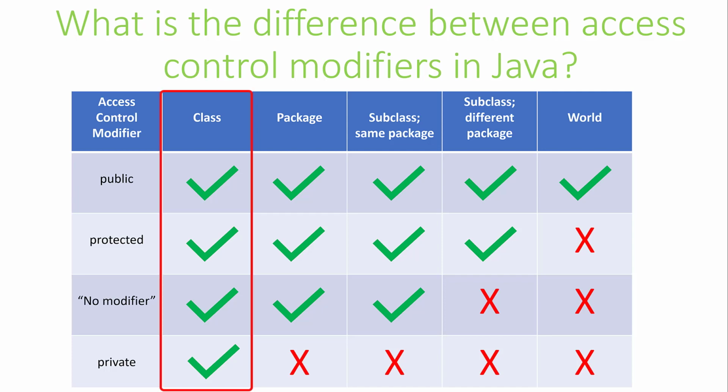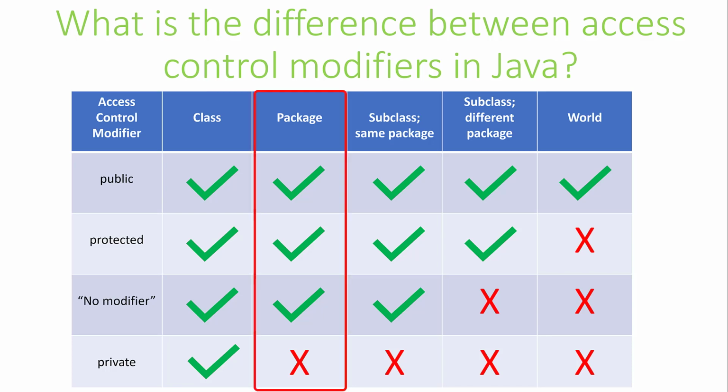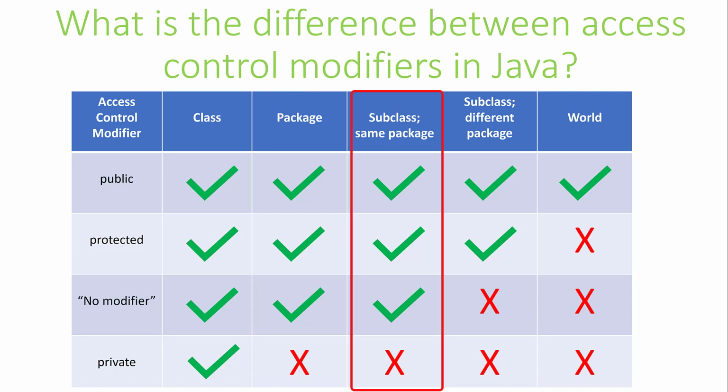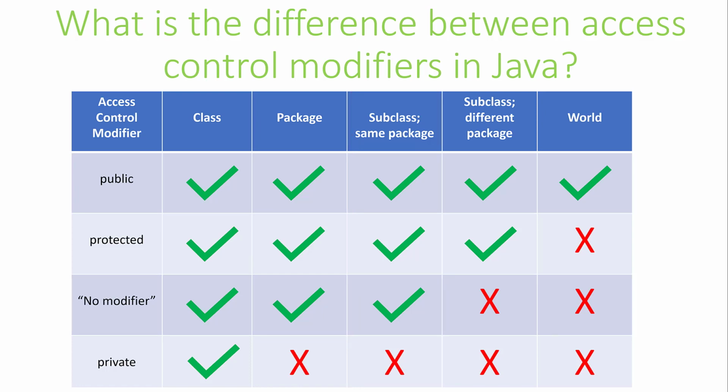Starting on the left, we see that public, protected, no modifier, or package private, and private are all accessible within the same class. The next column is package. Here we see the modifier private prevents access to a member field or method within the same package, while all other access is allowed. Next, when subclassing within the same package, the result is the same, only private members are not accessible. For subclasses of a class in a different package, with private or no modifier specified, access is not allowed, while public and protected is allowed.